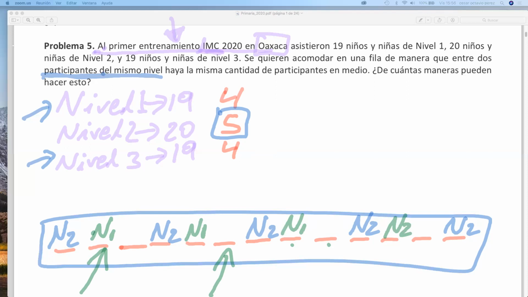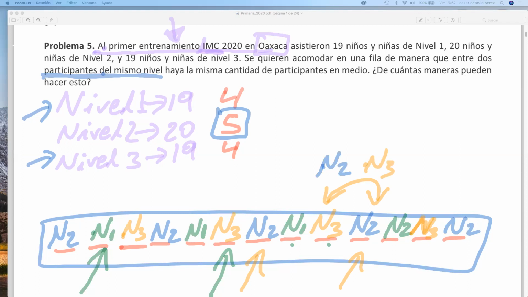That's because we need that between the contestants from level 3, every time must be the same amount of students. If I change those two, for example, then we will have a different amount of students between this one and this one. If I make this. Okay.